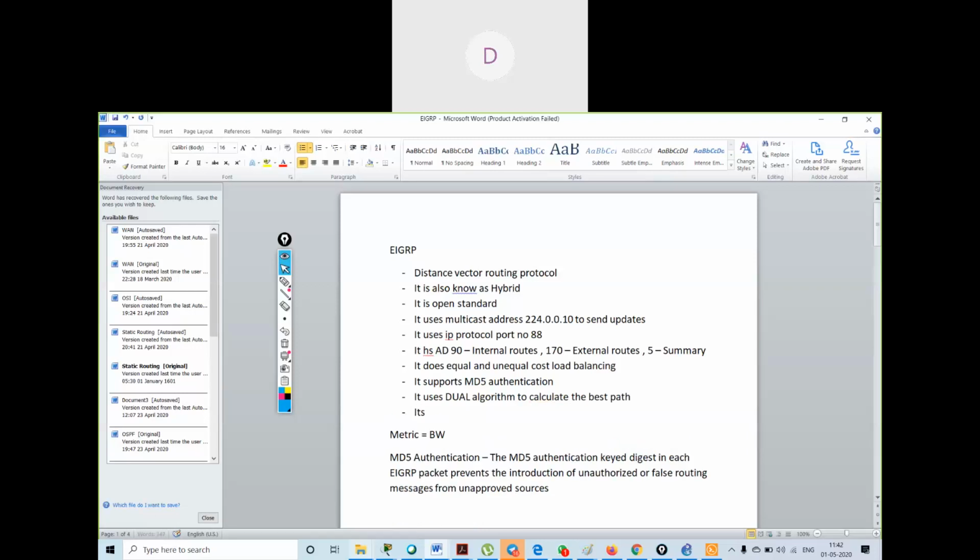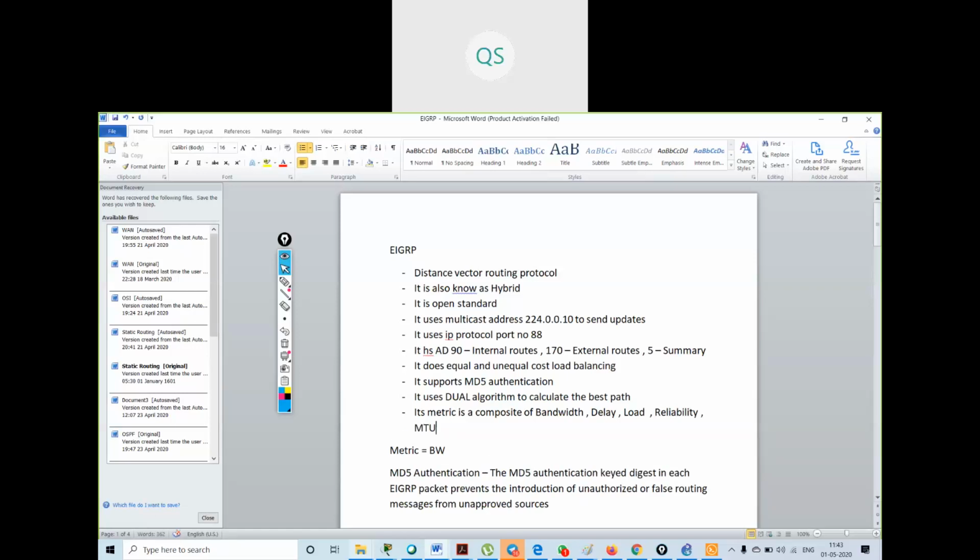Its metric is not cost. Its metric consists of 5 different K values: K1, K2, K3, K4, K5. So its metric is a composite value of bandwidth, delay, load, reliability, and MTU.